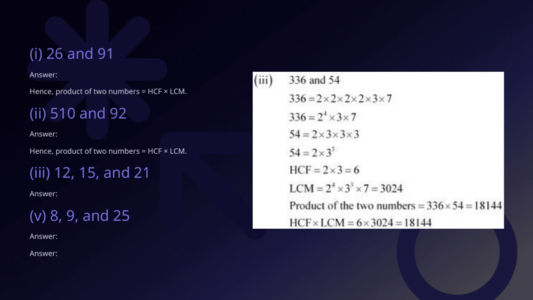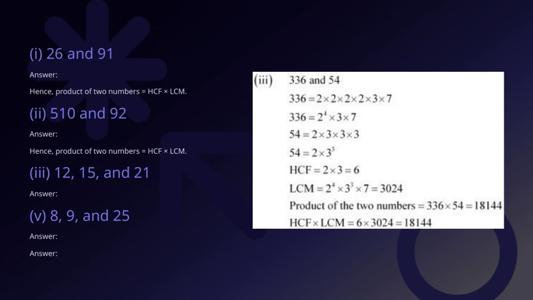Now, an important point to remember here is that the product of two numbers is equal to the product of their highest common factor, or HCF, and their least common multiple, or LCM. So, whether we're working with these specific examples or others, this relationship holds true. For the next set, the answer is 510 and 92. These are two numbers whose product relates directly to their HCF and LCM, as we've just discussed.